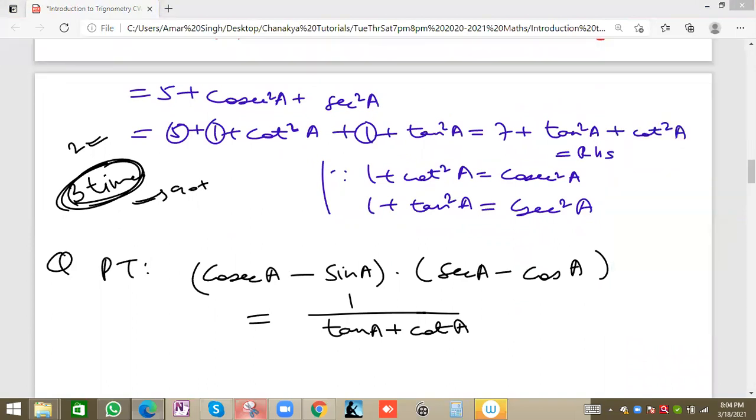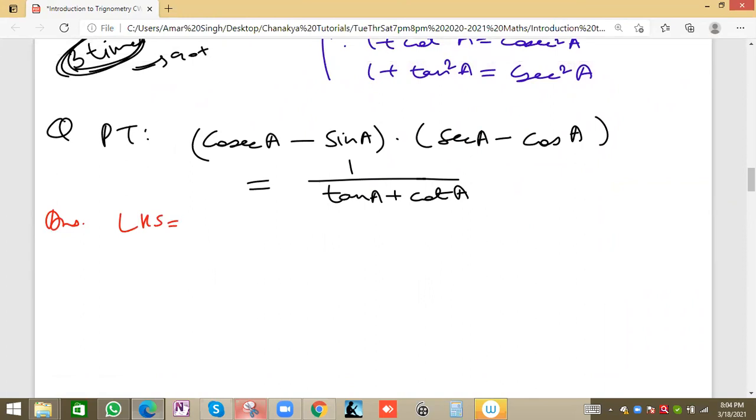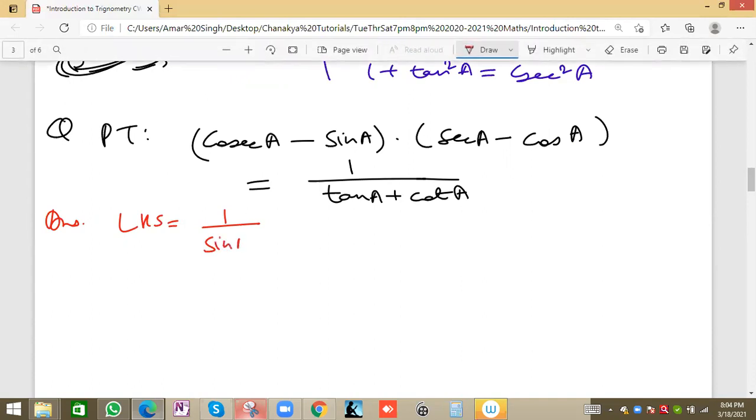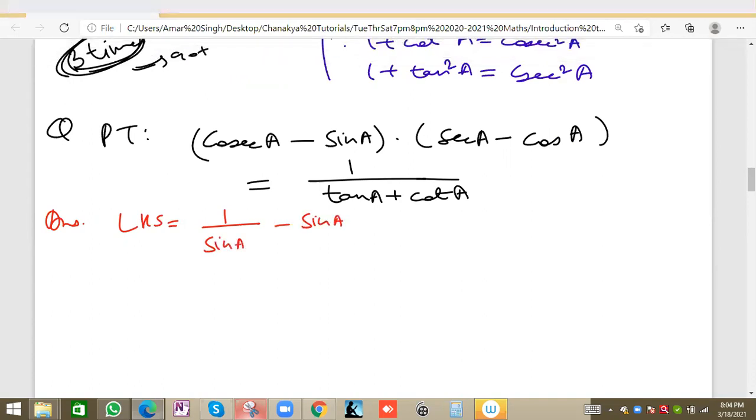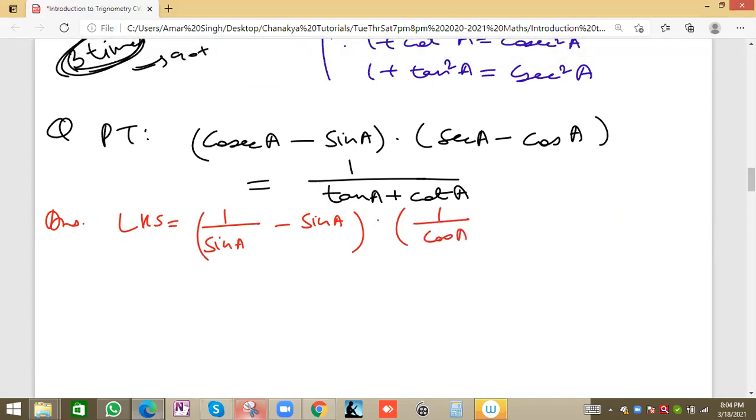The question is simple actually, not a tough question. We take the left hand side and start. The hint is that we can convert directly, because the right hand side has tan and cot terms while the left hand side has cosec, sin, sec terms. So we will convert all the terms into sin and cos. Cosec A we write as 1 by sin A minus sin A, into sec A as 1 by cos A minus cos A. This is the left hand side.